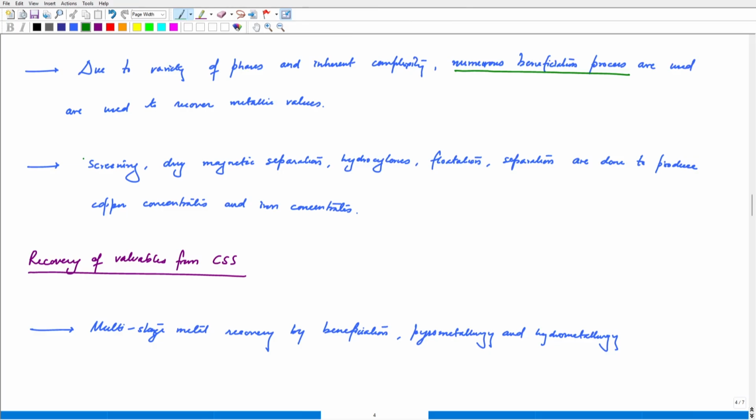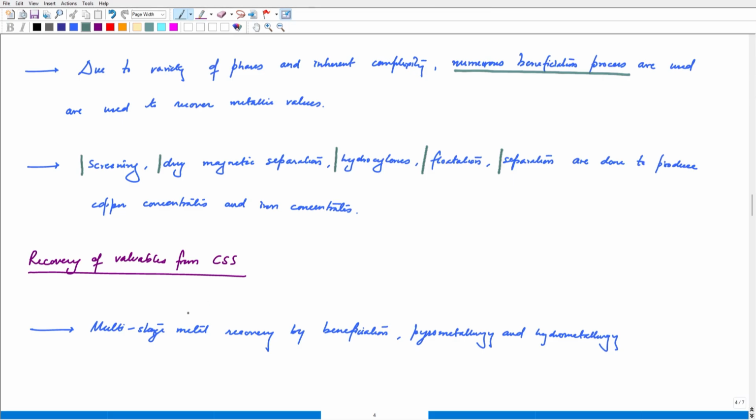So we have screening, drying, dry magnetic separation, hydrocyclones, flotations, and of course other separation processes for the concentration of iron and copper in various size fractions, and then separate utilization strategies can be devised. Again, one has to characterize all of these feed fractions as well as product fractions, and then decide what recycling strategy can be applied.